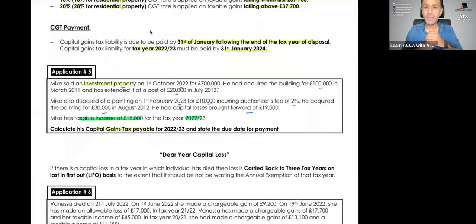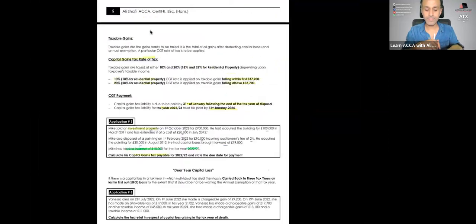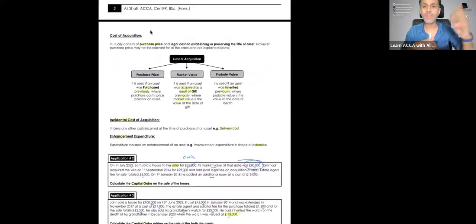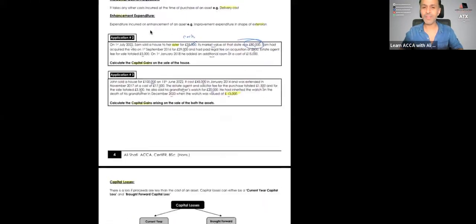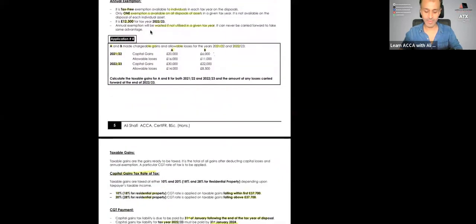The due date of that will be the same as above, since we are into tax year 22-23. So it will be 31st of Jan following the end of tax year, which is 2024. Smoothly moving it on, completing it, everything, not leaving anything aside.